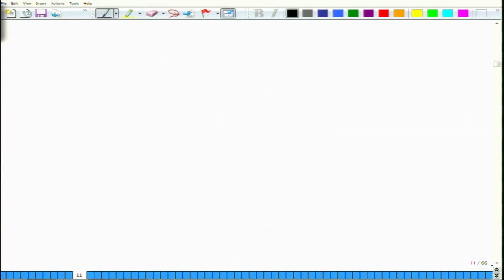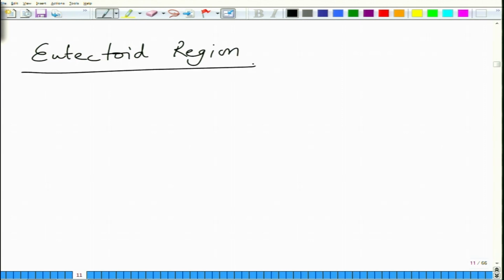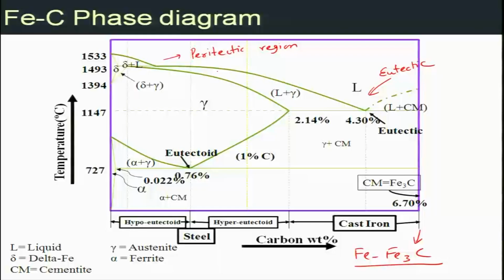Now, the third part of the iron carbon phase diagram is the eutectoid part. This is the most important part of the phase diagram as far as engineering applications of the iron phase diagram are concerned. In this part, the gamma phase of composition 0.76%, which is a solid phase, transforms into a mixture of alpha iron, which has very low solid solubility of carbon in iron, about 0.022%, plus cementite.